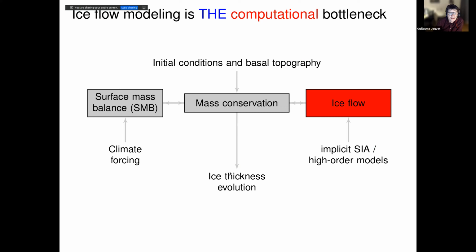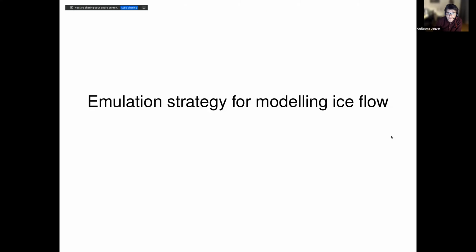Clearly speaking, in ice flow modeling, the main computational bottleneck is the ice flow. Surface mass balance could be demanding, especially if we do some small time steps, but usually those things parallelize very well. Solving the mass conservation could be numerically annoying, but that's not expensive. On the other hand, if we want to solve some higher order model, we have to solve a 3D partial differential equation, and that's usually the real bottleneck. And that's exactly where the emulation strategy enters the game.